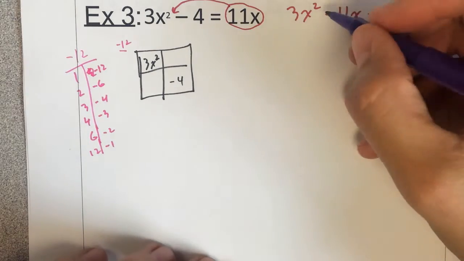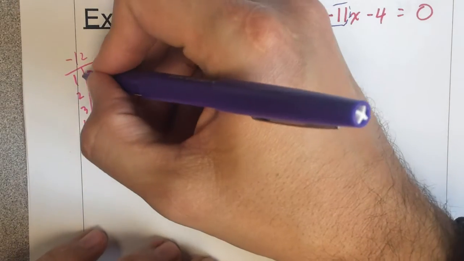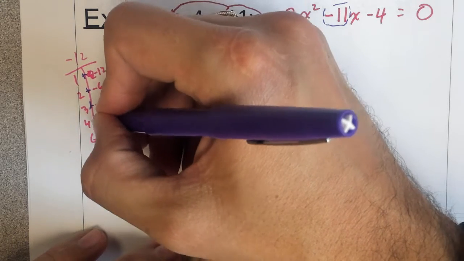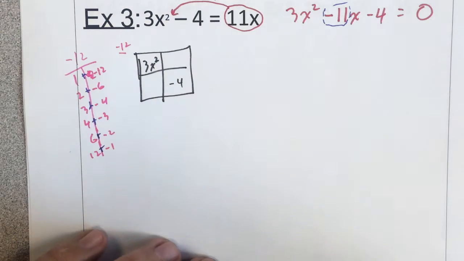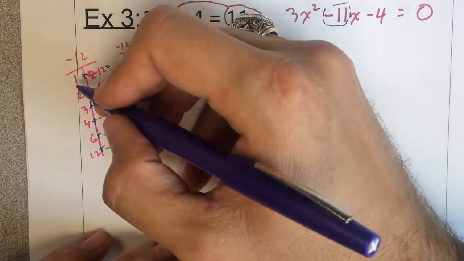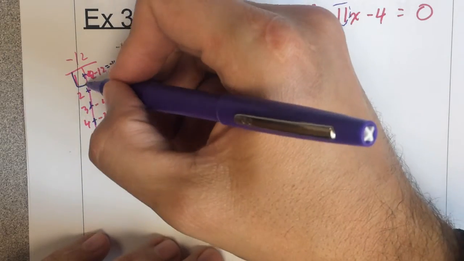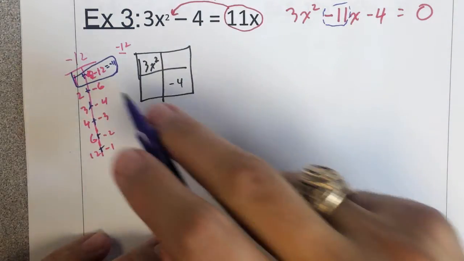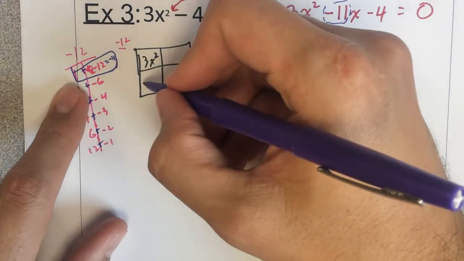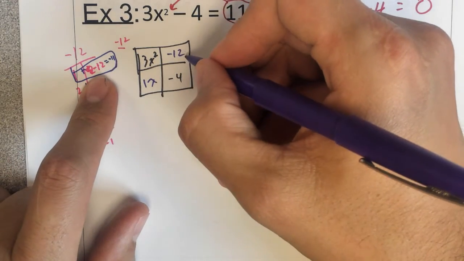I am going to see where they add up to negative 11. So I need to add all these up, and I really only need to add them up until they equal negative 11. 1 plus negative 12 is negative 11. This is the only one I need. And of course, that had to be the one I messed up writing. That is a 1x, and that is my negative 12x.